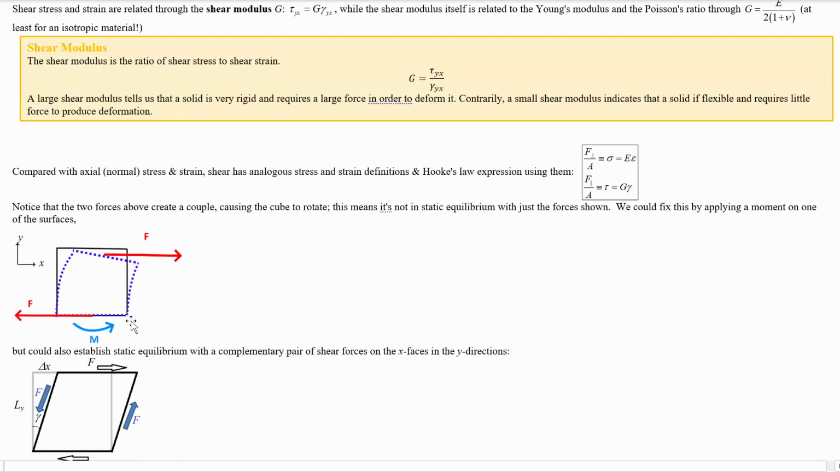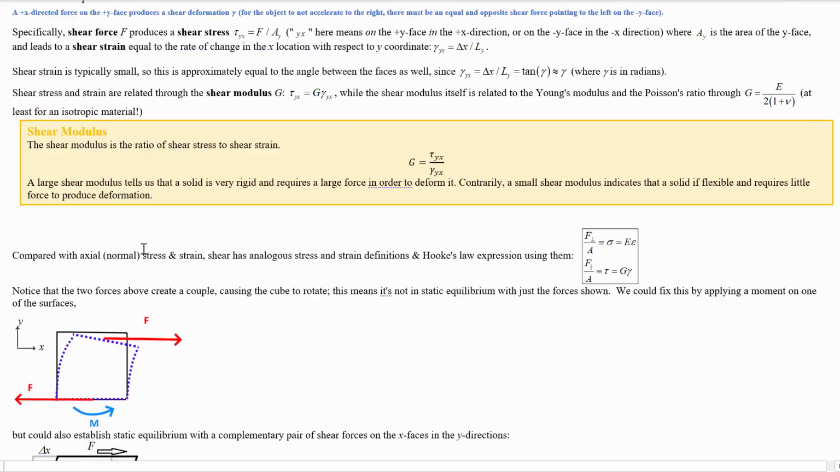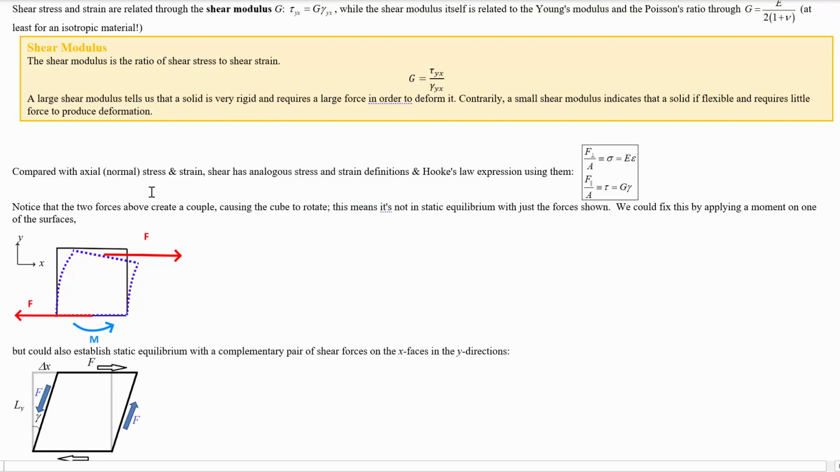If you balance it with a moment, which is what would happen if you just fix the bottom and apply this force to the top, we'd have a reaction force and then a reaction moment. Then it's not actually going to do this deformation we're showing. It's going to bend. It has a combination of bending deformation from the moment and shear deformation from the appearance of these two forces and the shear stresses that show up.